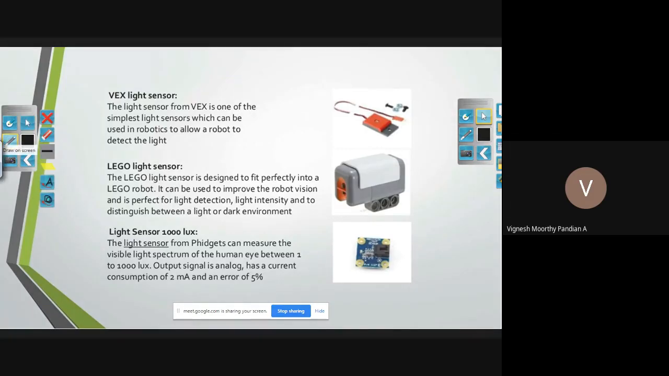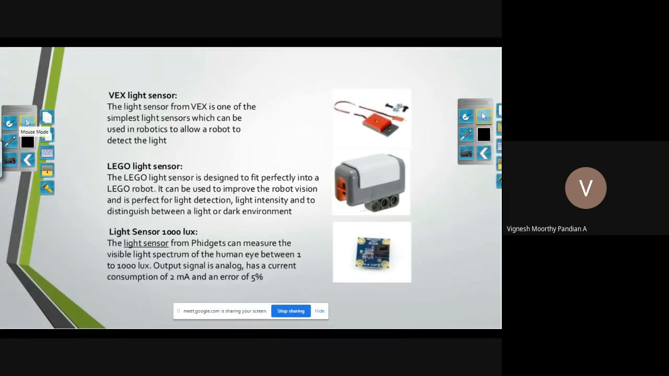Next one is the LIGO sensor. A LIGO sensor is designed to perfectly fit into a LIGO robot. It can be used to improve the robot's vision, and it is perfect for light detection. This is used to improve the vision of the robot. For example, if the robot is moving in a dark place, these are mainly used in security cameras. The security cameras sense the darkness and automatically improve the vision of the security camera.